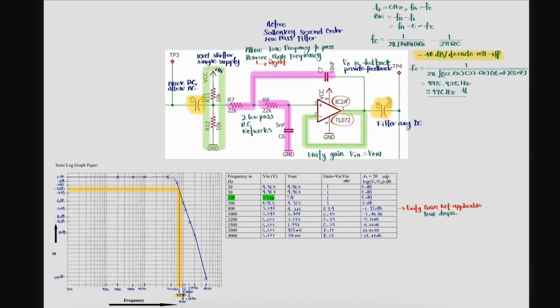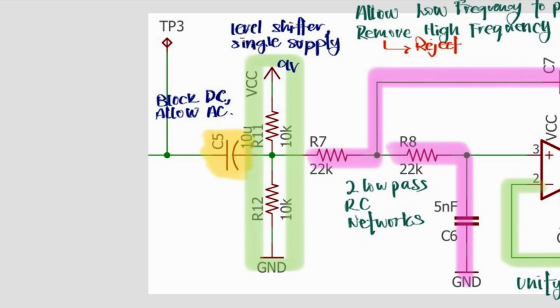At this third stage, it is patched as an active Sallen-Key second order low pass filter with unity gain. IC2 is a second TL072 IC chip being used in this system. Coupling capacitor C5 at 10 microfarad connects the last phase to this phase and blocks out DC signals, letting through only AC signals. A voltage divider consisting of R11 and R12 of 10k ohms each acts as a single supply mode and also as a level shifter to prevent output from being clipped.